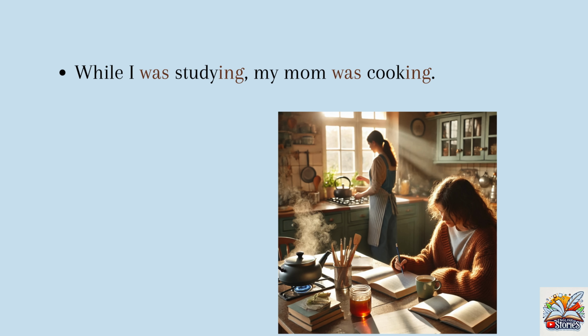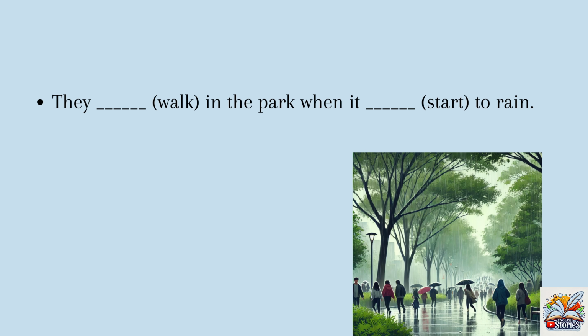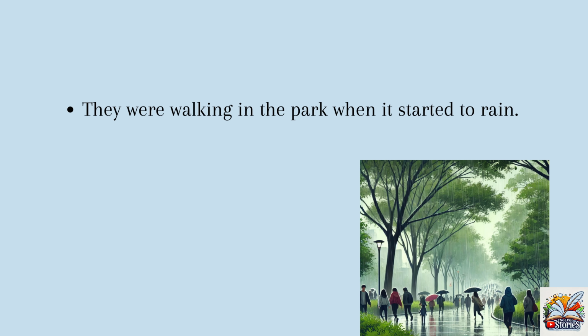They walk in the park when it starts to rain. They were walking in the park when it started to rain. There are two actions in this sentence. They were walking in the park, an ongoing action. It started to rain, a sudden action that interrupted the first one. The word when is used to show that a short action, past simple, interrupted a longer action, past continuous. So we use past continuous, were walking, for the action in progress, and past simple, started, for the action that interrupted it.